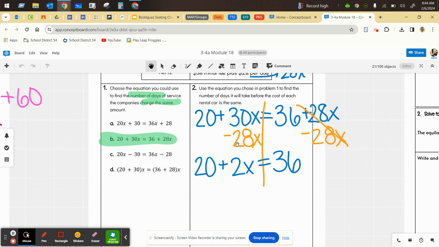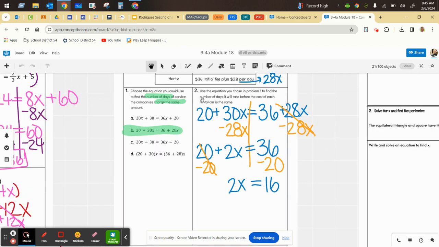Now I need my constants to the right, so I'm going to move that 20. The 20 is positive, so I'm going to subtract it from both sides. 36 minus 20 is 16. All right, last step, we are going to divide both sides by 2 to get x equals 8.